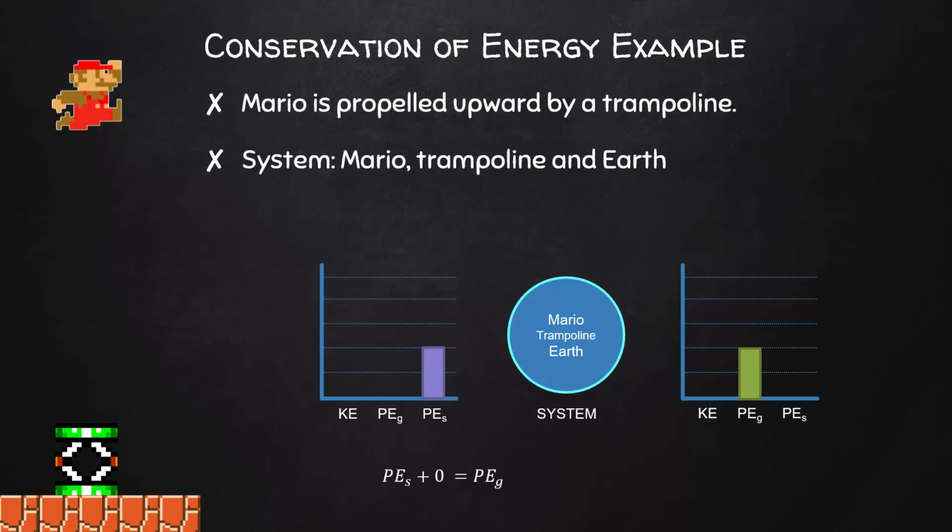We start with elastic potential energy, and we add no work, positive or negative. We end up with gravitational potential energy. This gives us, you guessed it, 1/2 kx squared equals Fg delta H.